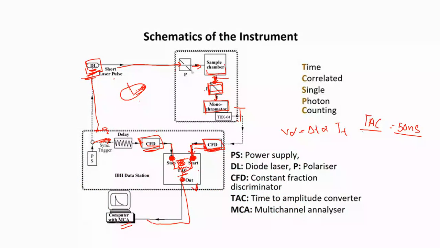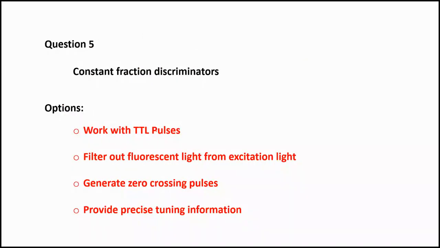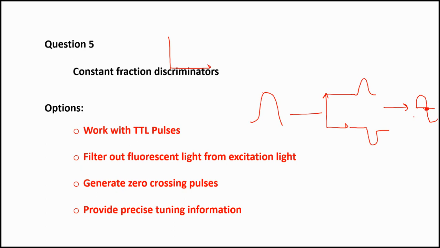We had studied constant fraction discriminators in this session. They generate zero crossing pulses. Suppose this is your pulse from the laser source. It is divided into two parts, and when you join them, they will be in the form of this. There will be a zero crossing pulse. So the answer would be generate zero crossing pulses.